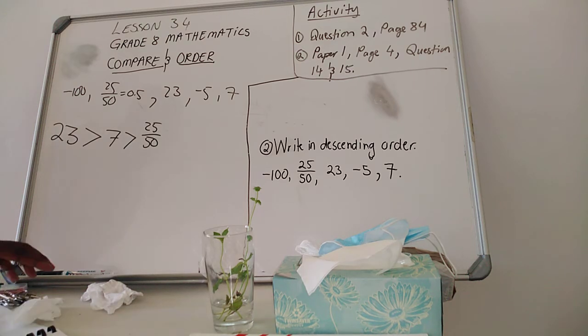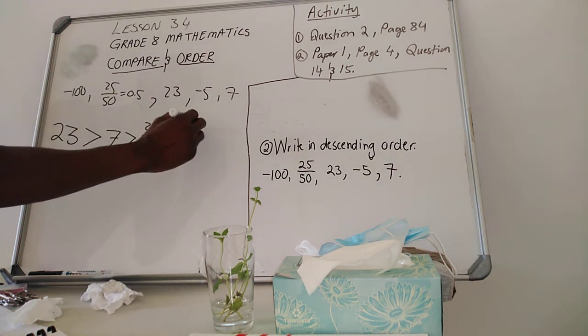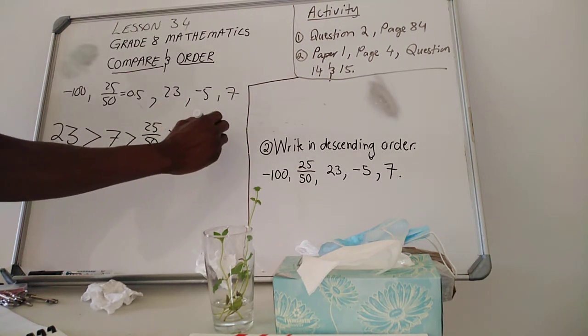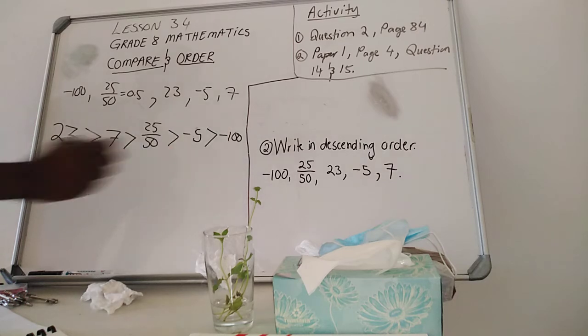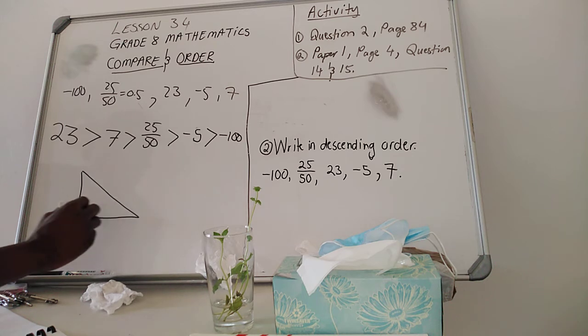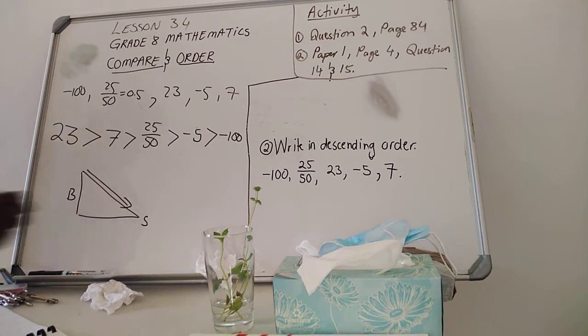So please, the learners that have the study guide, please go to page 22. There are steps that I have written down there so that you can follow them when you're answering such questions. Then after 25 over 50 is now negative 5. And then the smallest number of them all will be negative 100. Okay, so we have written these numbers in descending order from the biggest to the smallest. So we call that descending order.